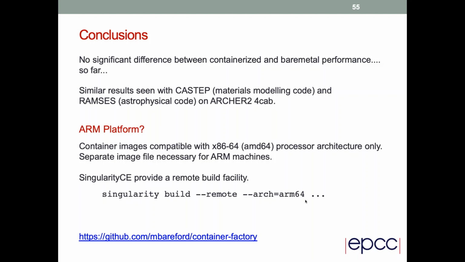What about if I want to target an ARM machine? Unfortunately, I can't use the same image file. I need to use a different one. But Singularity CE does provide a remote build facility. So I could be running on my factory, and then I could have a definition file, and I could specify this command with the remote option and then indicating the architecture. And that will take the definition file and build the initial image compatible with the ARM architecture.